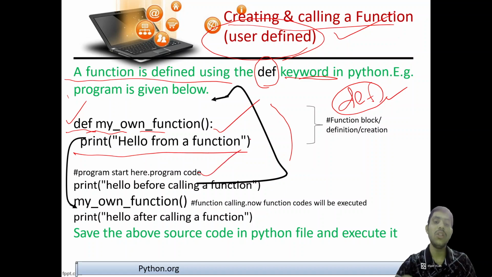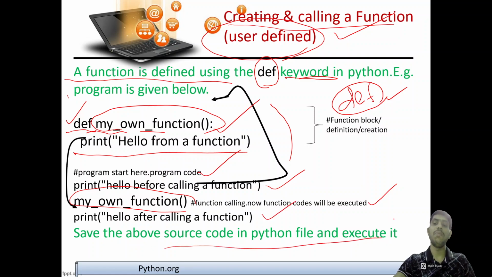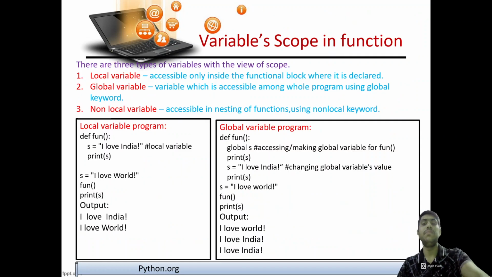Then the program starts here, the main program. Print hello before calling the function. Then you call the function here. You can see my own function, the function name. My own function is called here or not? Function calling, now the function code will be executed. Then print hello after calling the function. Then save the above source code in a Python file and execute it. Whenever you start defining a function, there should be a def keyword. Then you write your function, and then your logic will start. Clear, everyone?